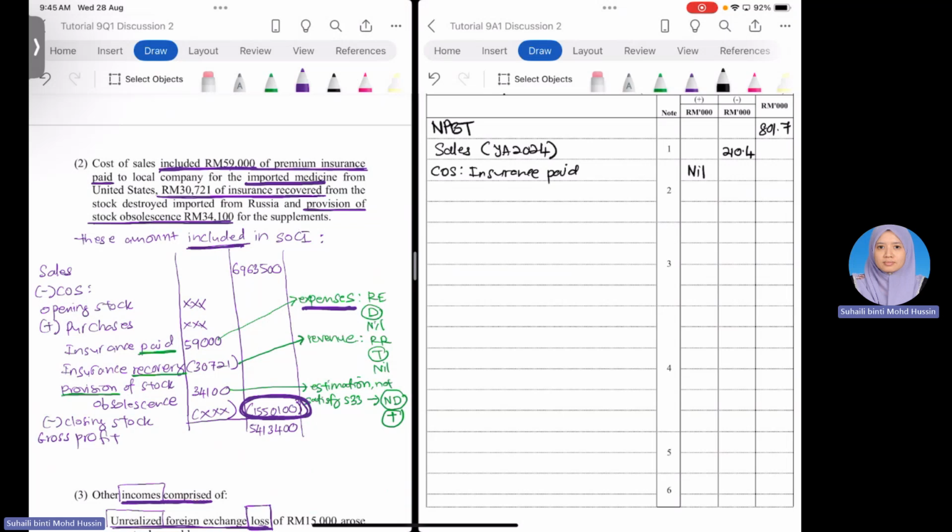Why do you record the nil here in the plus column? Because this is an expense, and it's the opposite way. I taught before, if it is an expense, you deduct it in the SOCI, so in the taxation it will be in the plus column.